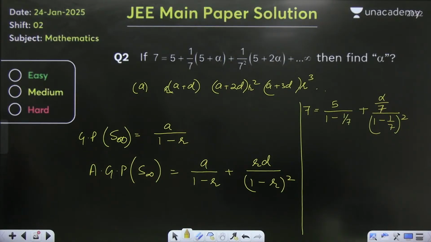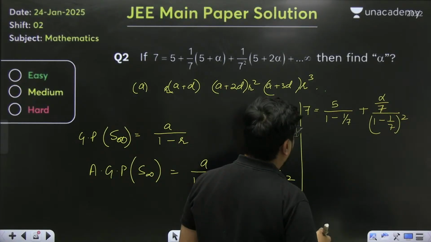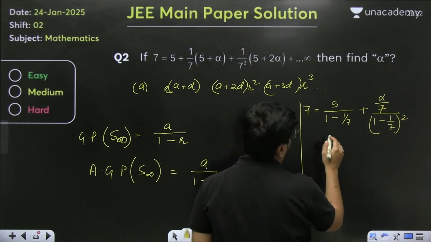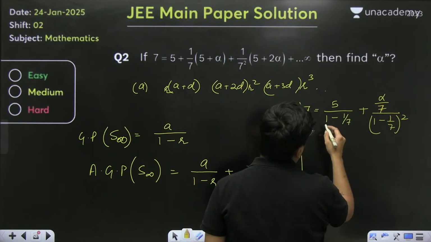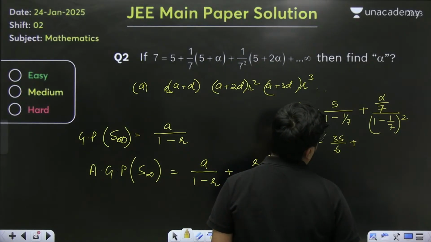I think 6 by 7 should be the answer. Just calculate once. I'm not having the exact answer. We can calculate. All right, let's calculate. So 6 by 7, this will become 7 equal to 35 by 6 plus, acha, this will create a problem kya?